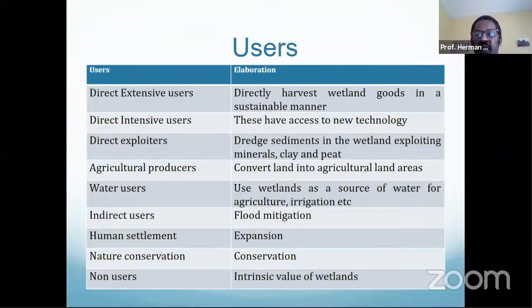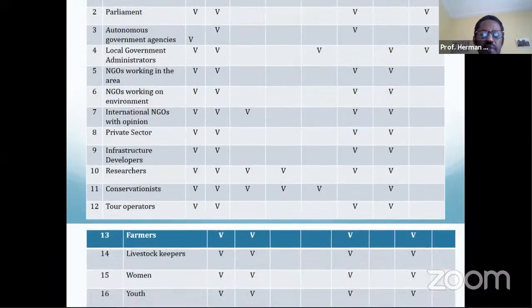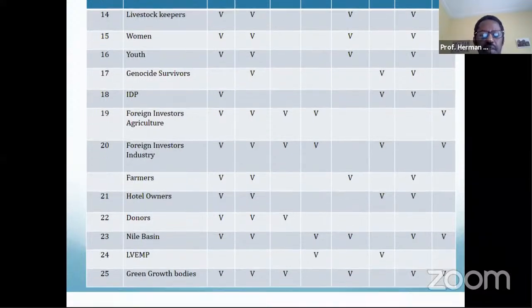And as I said, under conditions of field work, it would be very good to get deeper information about this. I have mentioned the different stakeholders from the different countries, whether they are global or, let us say, primary, secondary, or international, with interest and influence. So this is just to emphasize that we have many actors with different expectations, expecting different benefits.